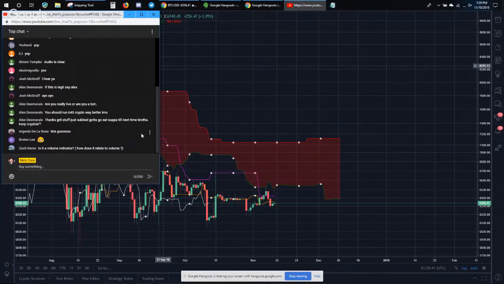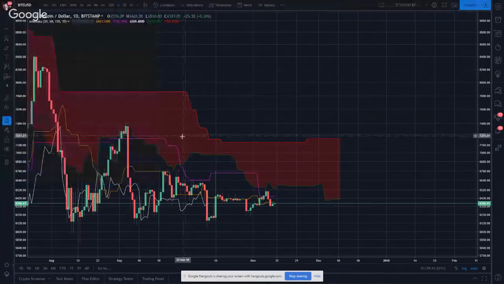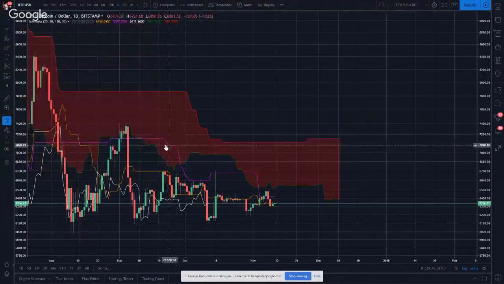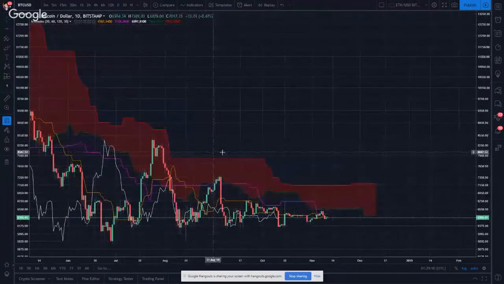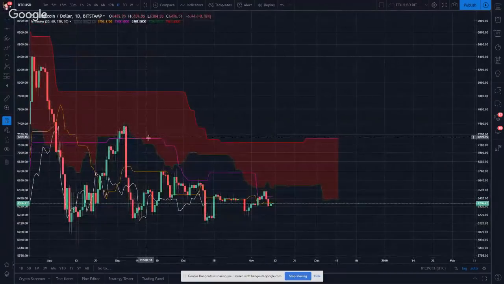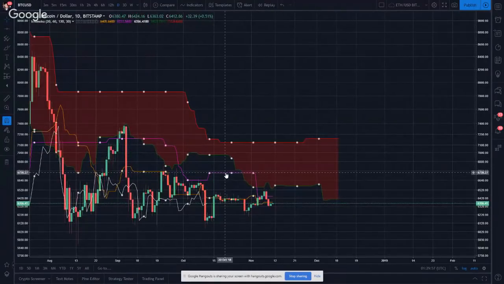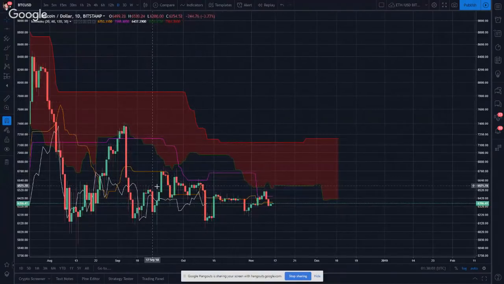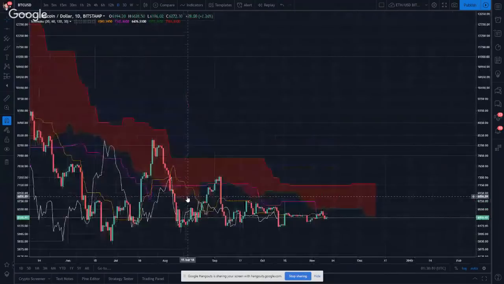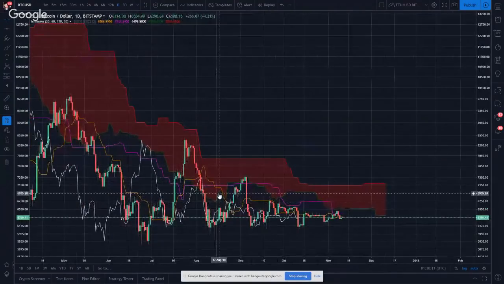Zach asked, is it a volume indicator and how does it relate to volume? It is actually not a volume indicator. If you go back to the beginning of this presentation, you can kind of understand that it is a moving average in a sense. It is the 50% point of price action. Each one of these components, I explained at the beginning, but it is based on, in a sense, I don't want to say moving averages, I keep doing that, but that's the best way to explain it. Moving averages. So it is lagging also.